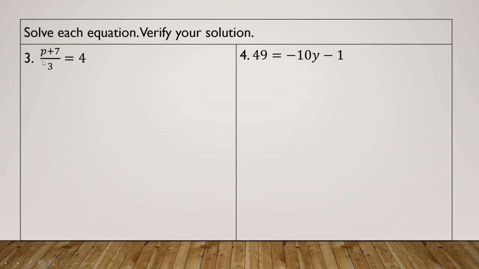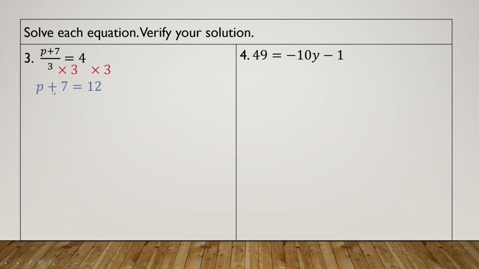Fraction bar also indicates division. So to undo this division, that's kind of like outside our grouping symbol, we would do the inverse operation of dividing, which is multiplying. And we're going to multiply both sides by 3. So this divide by 3 and this times 3 cancel each other out on the left-hand side. On the right-hand side, we will get 12. So now I have P plus 7 equals 12.